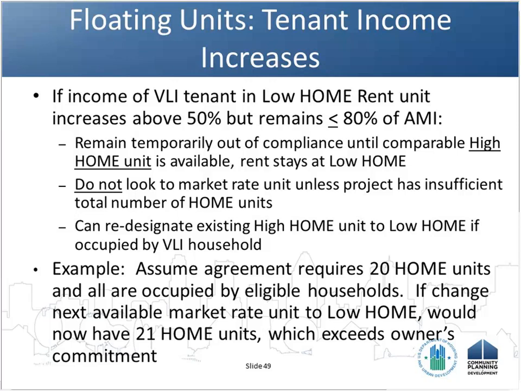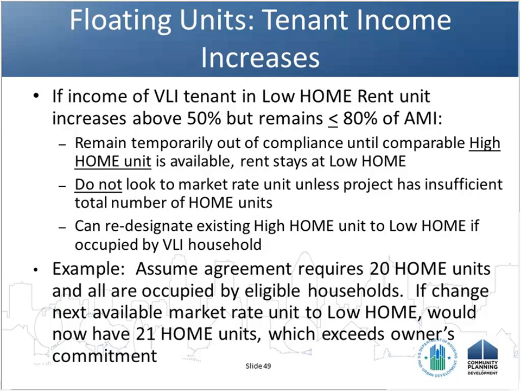And this is whether it's fixed or floating, that when we have a household that is in that 50 to 80% category in a low home unit, we can look to our unit mix to determine, do we have another home unit where that household is at 50% or below, and we could do our redesignation to bring us back into compliance. And we'll see some examples of that.